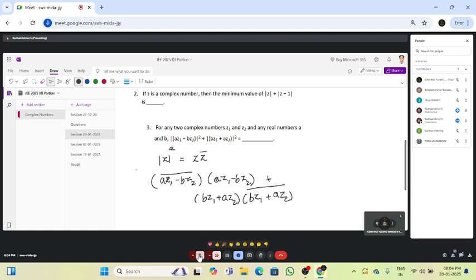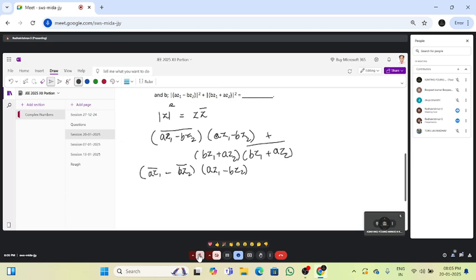And what is the other thing that we can apply? What is the conjugate of A Z1 minus B Z2? That will be conjugate of A Z1 minus conjugate of B Z2. And you simplify, many terms will get cancelled, and you will get what was said.